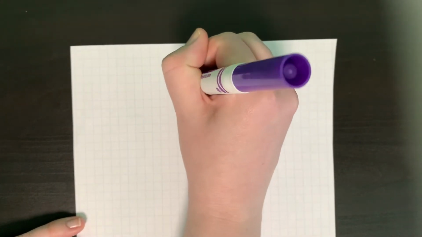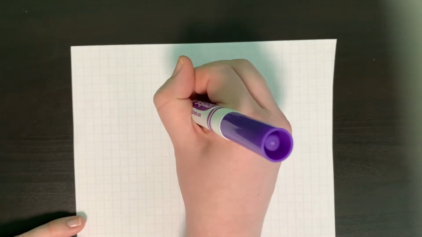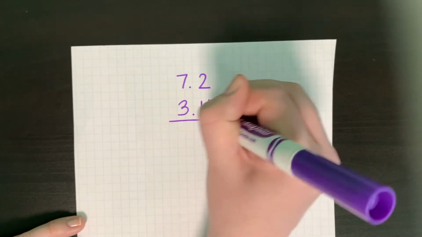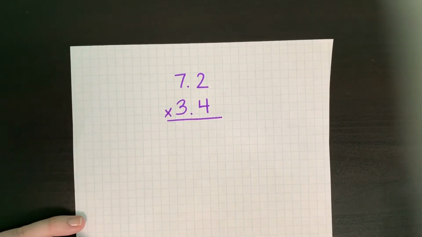So let's do a problem that has a couple more decimals in it. So 7.2 multiplied by 3.4. Okay, so we're going to multiply these two. First thing I need to do is move my decimal points so that I have whole numbers. And then I need to count how many decimal places I'm moving.